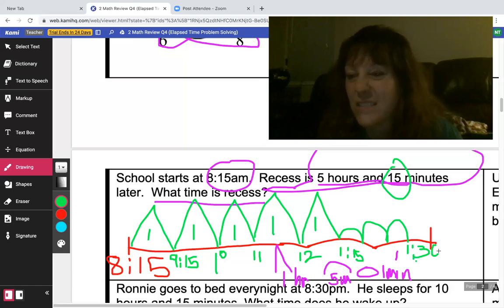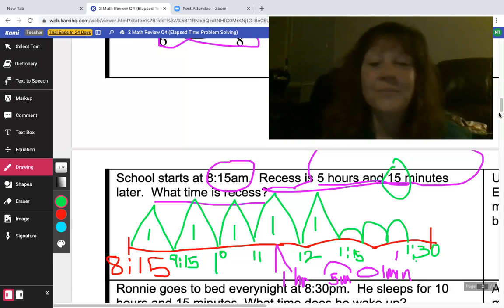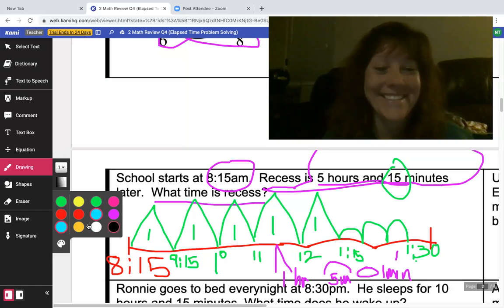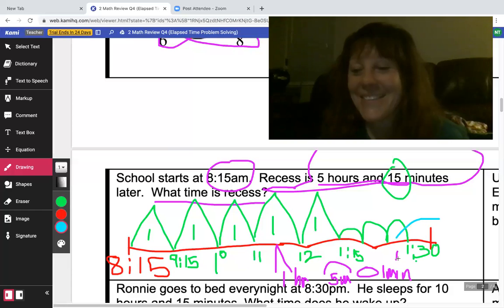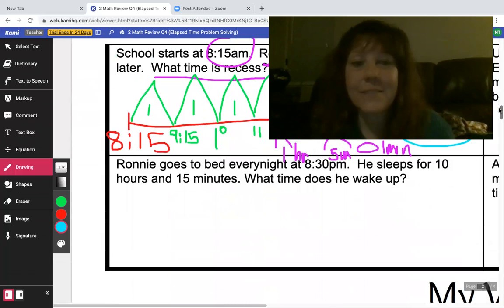So our ending time is 1:30, and that's when recess would be. Our recess at school is actually at 1:20, so that's kind of close. And no, you did not get a 5 hour and 15 minute recess. So the answer to this would be 1:30, and it's in the afternoon, so we could put PM. Okay? Wow, Mrs. Towns needs practice.